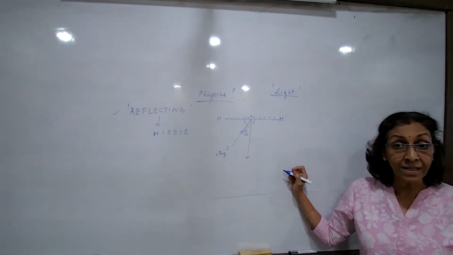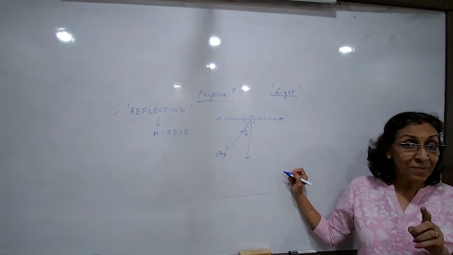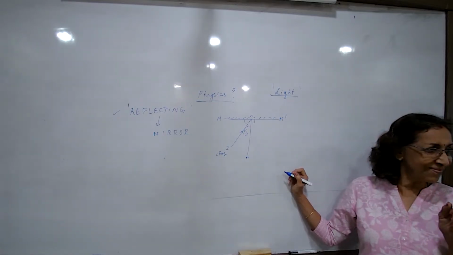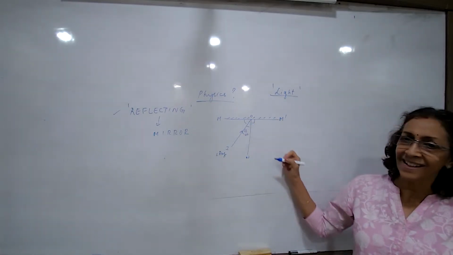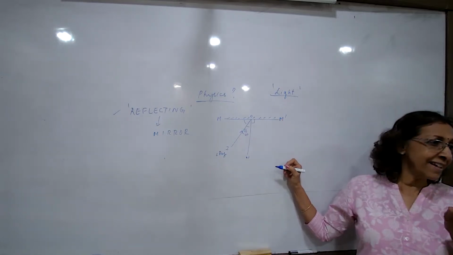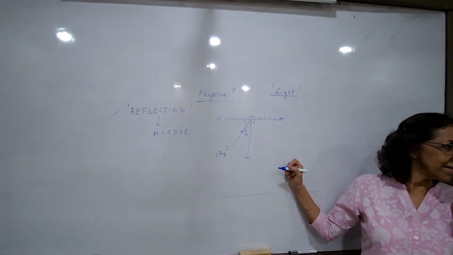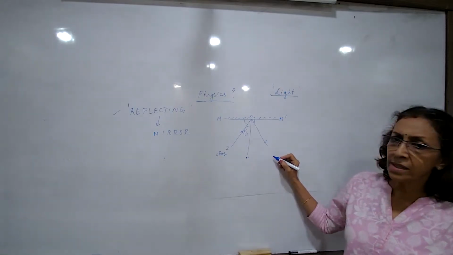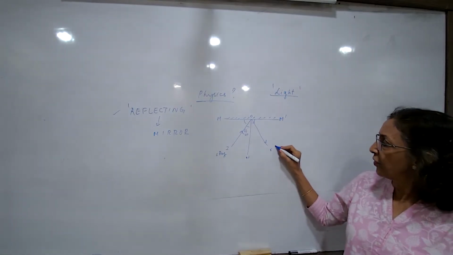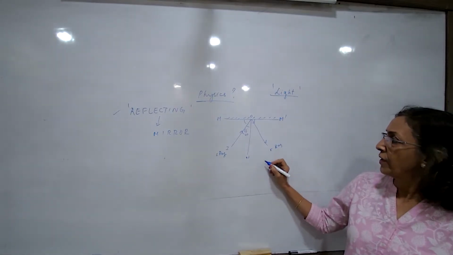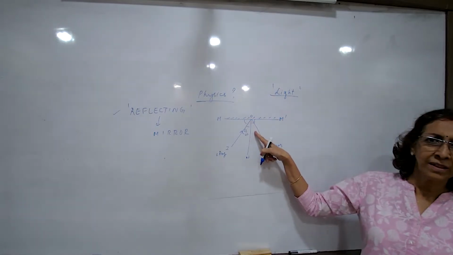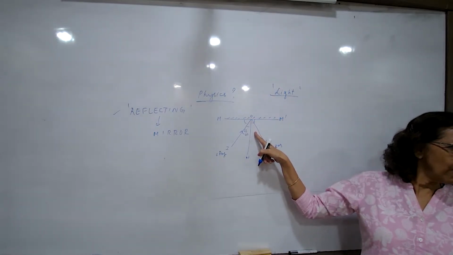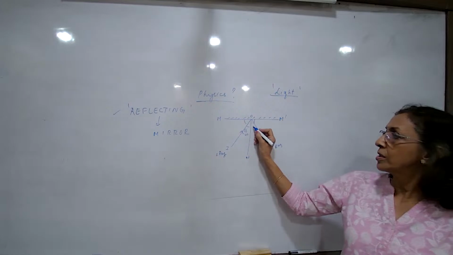Why I'm telling this is that sometimes in the question papers they may trick you. They may give you this angle, so don't take that angle as the angle of incidence. Now, what ray is that? It is the reflected ray. Which angle will this be? It will obviously be the angle of reflection.